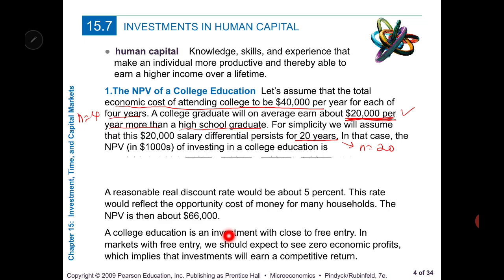In that case, the NPV in thousands of investing will look like this. Okay, so the cost per year is 1. So for the first 4 years, your NPV will look like this: negative 40, plus negative 40 for the first year cost, negative 40 for the second year cost. This is all your student days, your college.